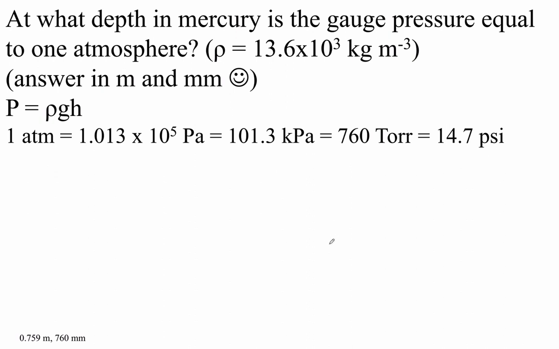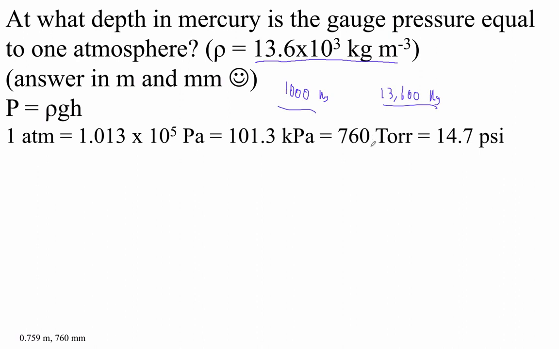Okay, so let's see. At what depth in mercury is the gauge pressure equal to 1 atmosphere? Mercury is amazingly dense. Okay, 13.6 times 10 to the third, right? So a cubic meter of water is 1,000 kilograms. A cubic meter of mercury is 13,600 kilograms. That's amazing. Amazing difference in density.